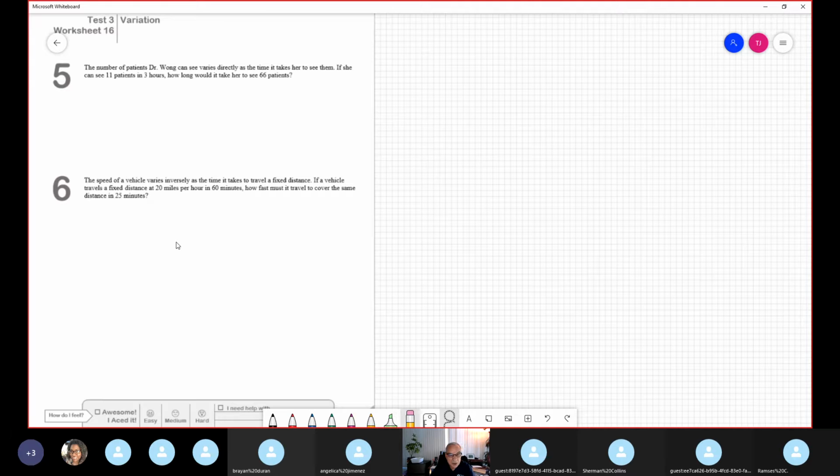Okay, so the speed. You put the variable like that: speed. Varies inversely. Inversely, I know it is a constant divided by t, the time. Let me read again. The speed of the vehicle varies inversely as the time it travels a fixed distance.